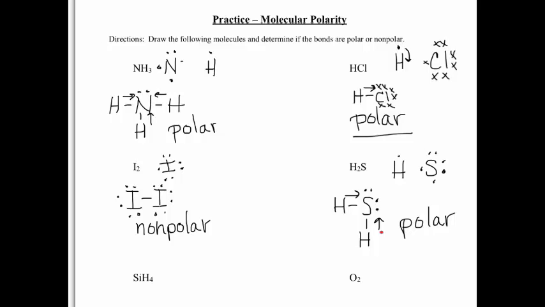H2S, the bonds are polar, albeit slightly polar. They don't cancel each other out. They aren't opposite each other. If there was one going this way, that would cancel it out like these do. But they don't have anything to cancel them out, making the molecule itself polar.